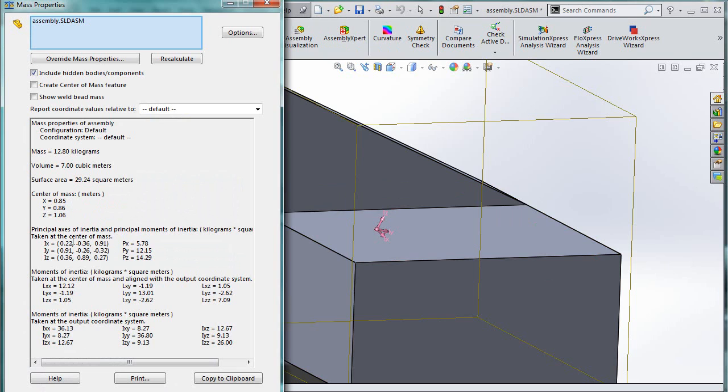So the trick on this was just to go in there and mess around with the density from the properties section. So that was fun. I hope you learned something.